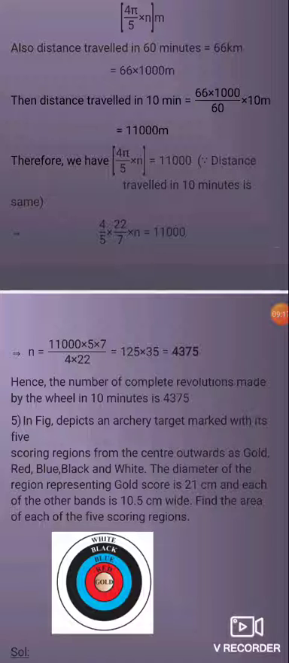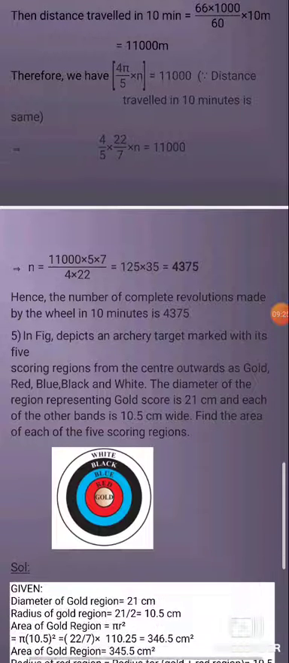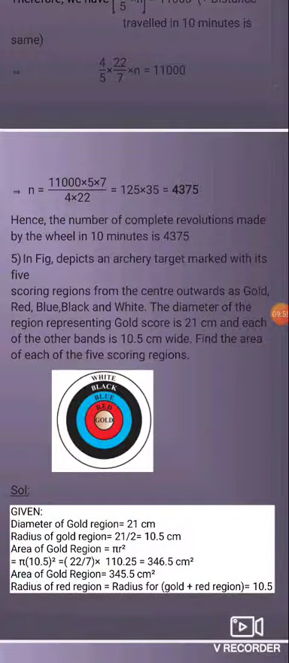For that, first, the given diameter of the gold region is 21 centimeter. So its radius is 21 by 2, which is equal to 10.5. Now the area of the gold region is equal to pi r square. That is pi into 10.5 the whole square, which is equal to 22 by 7 into 110.25. At last what we get? 346.5 centimeter square. So the area of the gold region is 346.5 centimeter square.